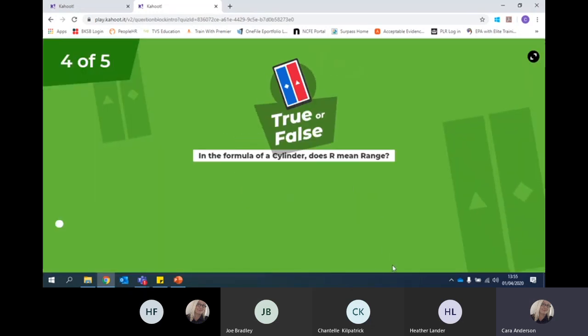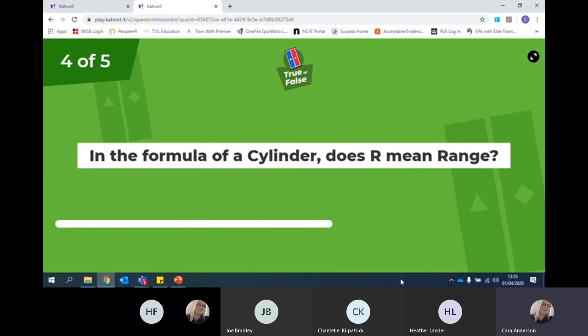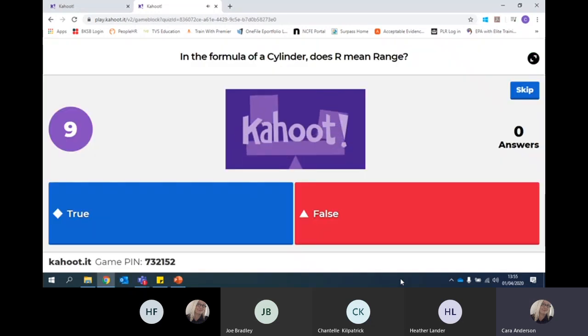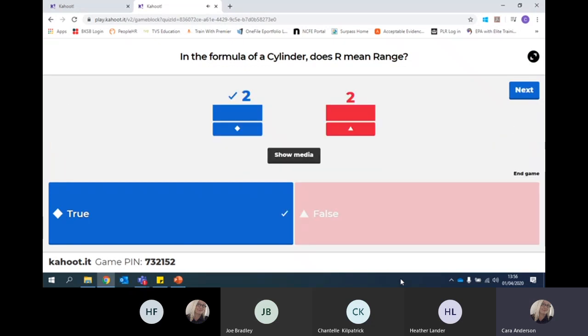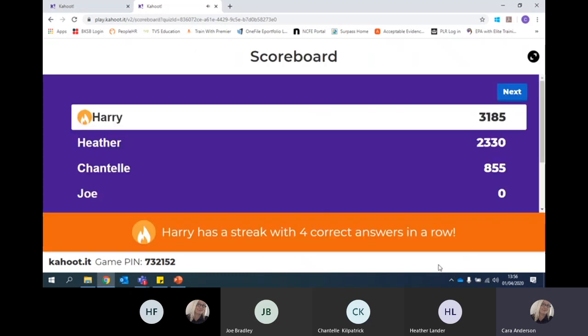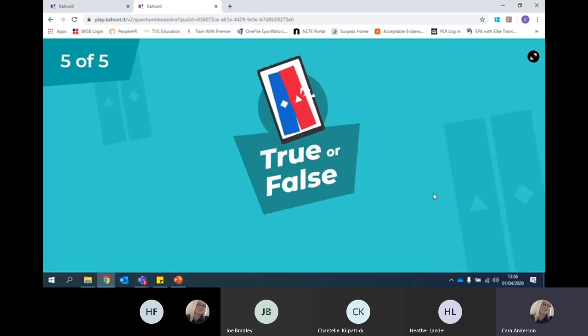Okay, next question. In the formula of a cylinder, does R mean range? Mixed answers. If it doesn't mean range, what else does it mean? So it was true, so it's definitely blue. Remember, it's R squared. Excellent. So Harry's on top. Well done, Harry.